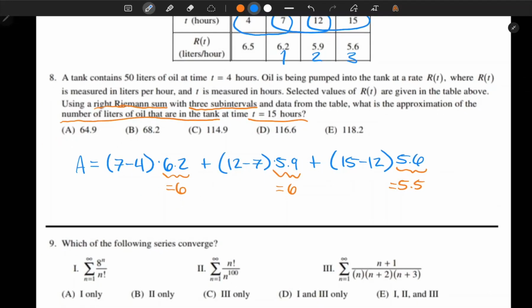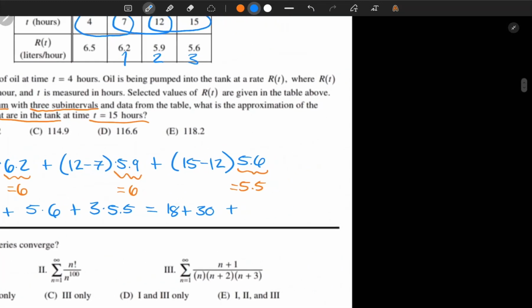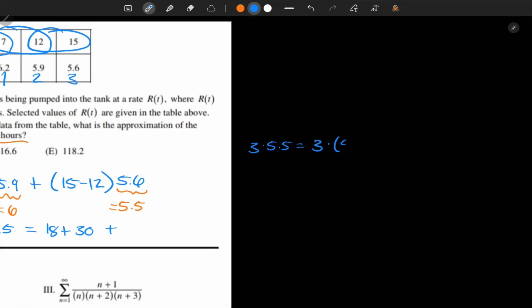Then the amount of oil that has gone into the tank is equal to 7 minus 4, which is 3, times 6, plus 12 minus 7, which is 5, times 6, plus 15 minus 12, which is 3, times 5.5. So this is equal to 18 plus 30 plus 3 times 5.5. The way that we can calculate this using shorthand is we can say 3 times 5.5 is equal to 3 times 5 plus 0.5. Then we can just distribute the 3 into both terms. So this is equal to 3 times 5 plus 3 times 0.5, which is equal to 15 plus 1.5, which is equal to 16.5.